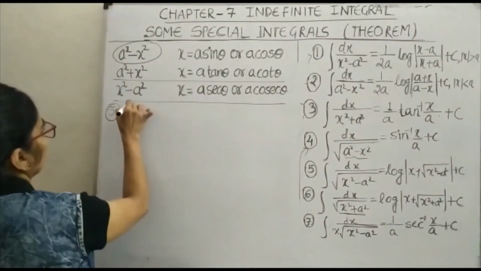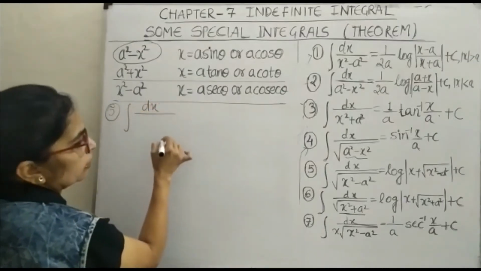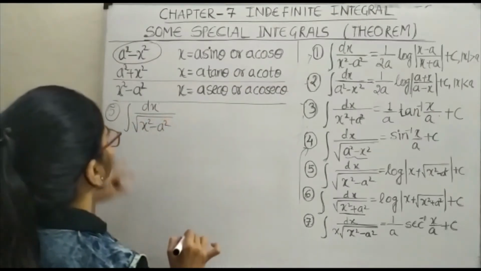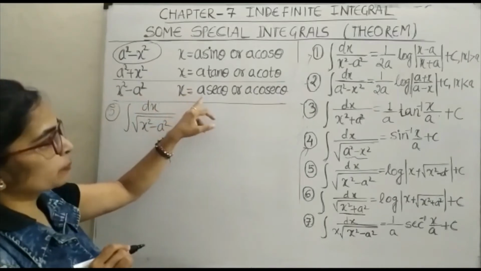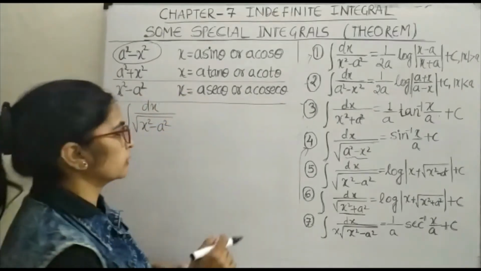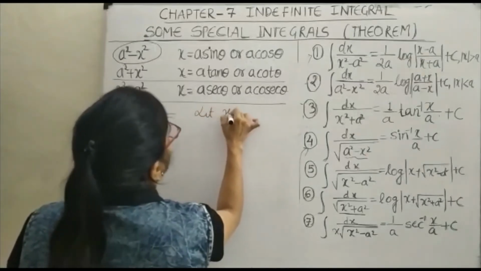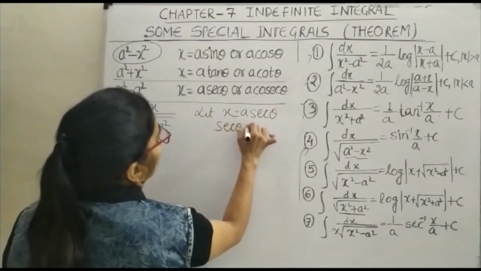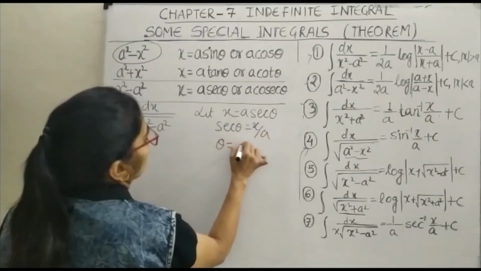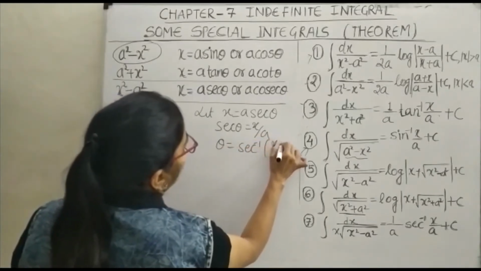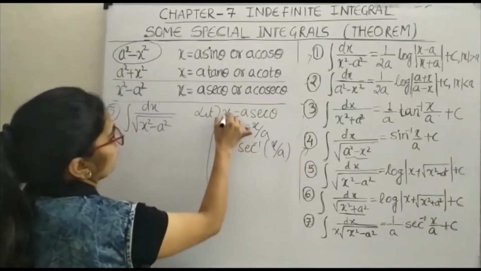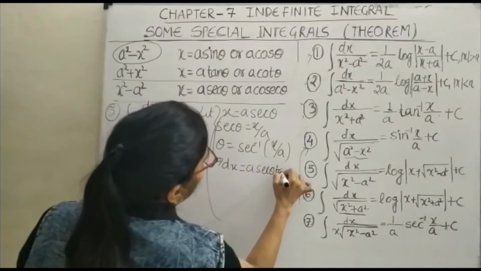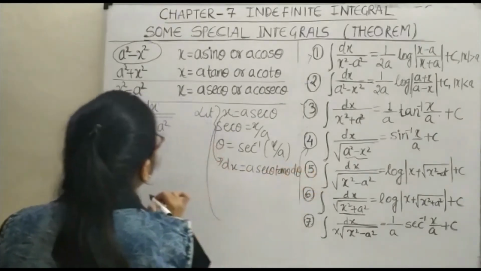फाइव में आपका है dx अपॉन अंडर रूट x square minus a square. So once again you are here with x square minus a square. x आप a sec theta ले सकते हैं या फिर आप a cos sec theta. So let x is equal to a sec theta. यहाँ से आप लिख लीजिए sec theta आपका हो जाएगा x upon a and your theta will be sec inverse x upon a, right? उसके बाद देखिए यहाँ से वापस आइए dx आपका कितना हो जाएगा a sec theta tan theta d theta, right? Now we'll get this change.